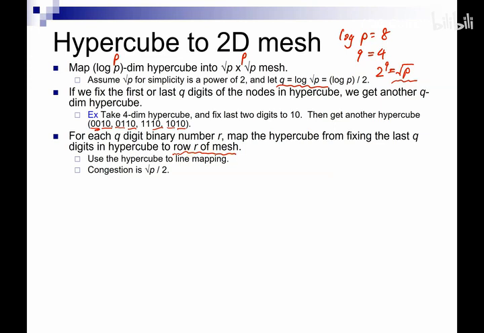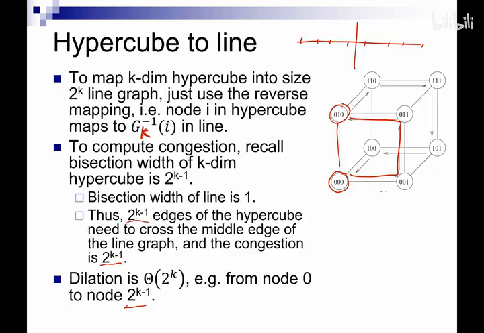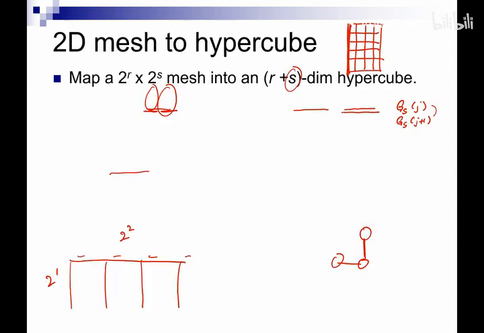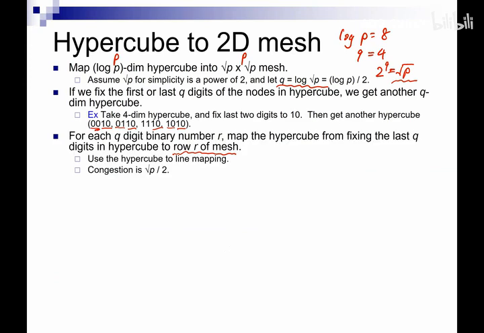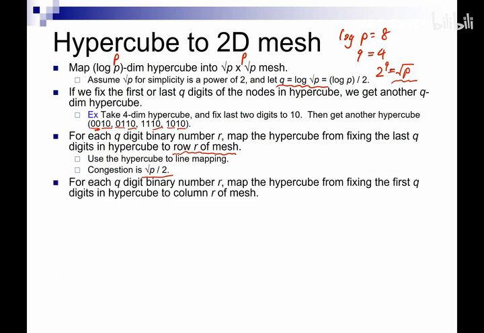Now if you go back to the previous mapping, we saw that when you map k nodes from a hypercube onto k nodes of a line, the congestion and the dilation are both 2 to the k minus 1. Therefore, in this case, since you're mapping root p nodes of the hypercube onto root p nodes of the line, the congestion is going to be root p over 2.